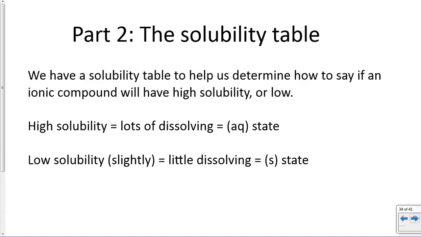We have a solubility table that will help us determine what to say if an ionic compound has high solubility or low solubility. Now, when we say high solubility, that means there's lots of dissolving happening. So what we imply there is the aqueous state. And again, you guys remember doing this when we started to write out the formulas initially in this unit. Okay. Now, when we see on our solubility table the low solubility, that implies the solid state because there's a little bit of dissolving happening. Okay, so they can't really say no solubility because, as Mr. McLeod mentioned, there's still a little dissolving happening.